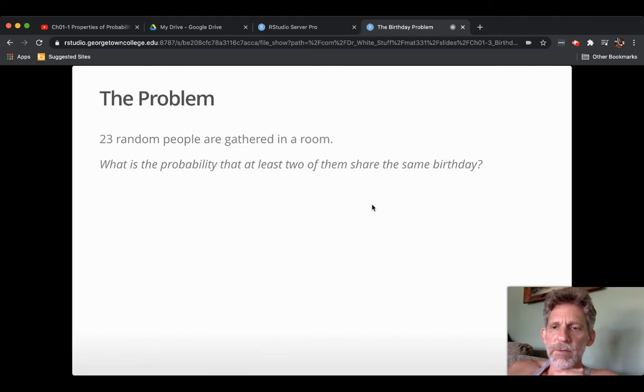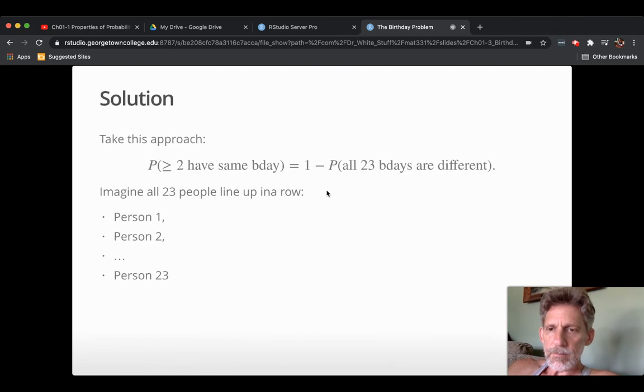Now, the problem is this. Say you got 23 people picked at random from the population and they're gathered in a room. What's the probability that at least two of them share the same birthday? That might appear to be a very small chance. Only 23 people, lots and lots of days, 365 of them. Small chance of two of them matching. But let's check it out.